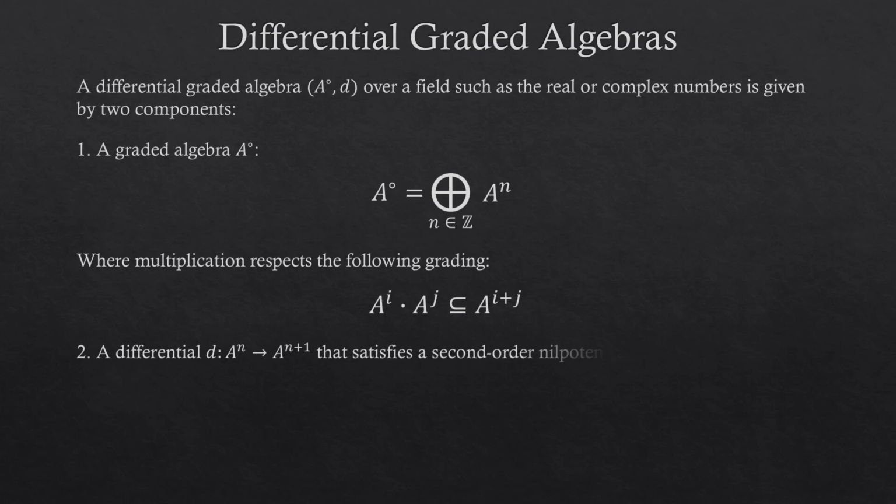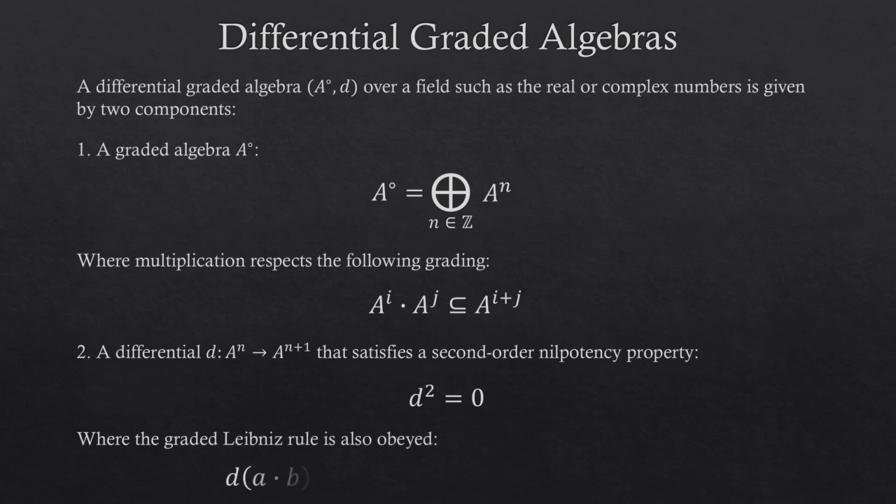And two, we have a differential map d that maps A^n to A^(n+1) that satisfies a second order nilpotency property. So the differential of the differential is equal to 0. And the graded Leibniz rule is obeyed. So if I take the differential of a product a and b, that gives me the differential of a times b plus -1 to the degree of a times the differential of b.